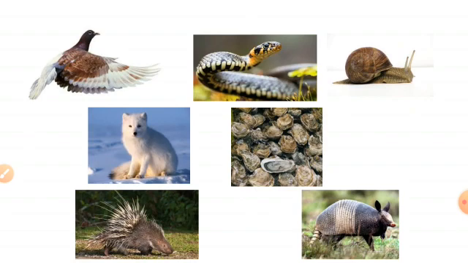Body covering in animals. Animals have different body coverings to adapt and to live comfortably. First one, feathers. Birds have feathers. Feathers keep them warm and help them to fly. Scales. The overlapping scales of snakes or fish.